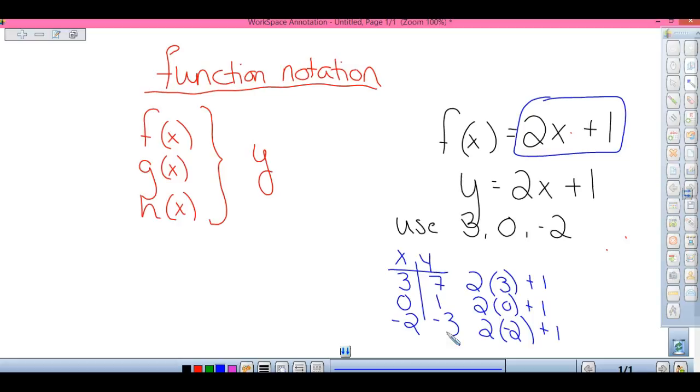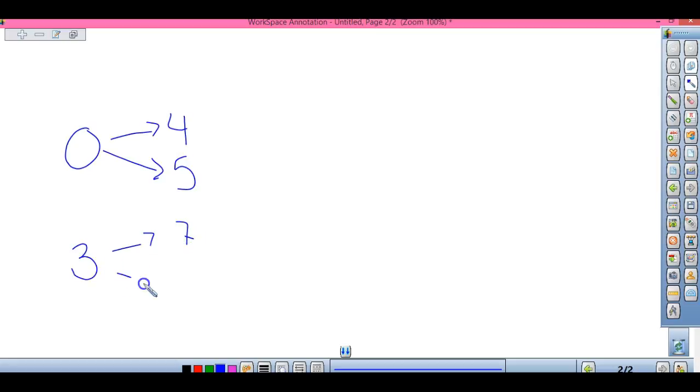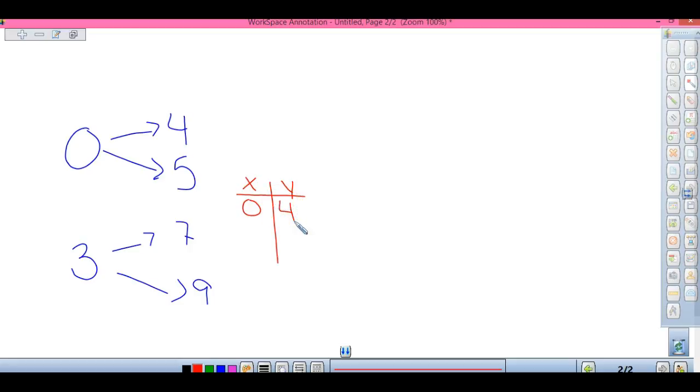All right, so sometimes you're going to see stuff as a mapping. If I've got 0 is to 4, 5, and 3 is to 7, and 9, and they ask us if this is a function or not, what we need to do is make this into a table. Because if I make it into a table, 0 goes with 4. What's my next point? 0, 5. My next points are 3, 7, and 3, 9.